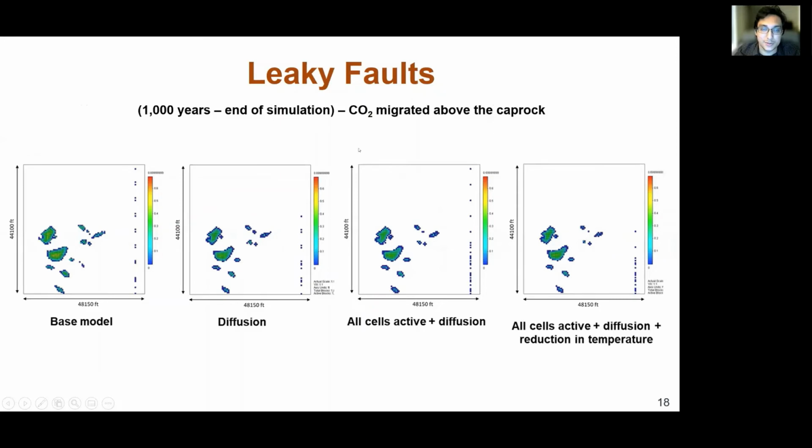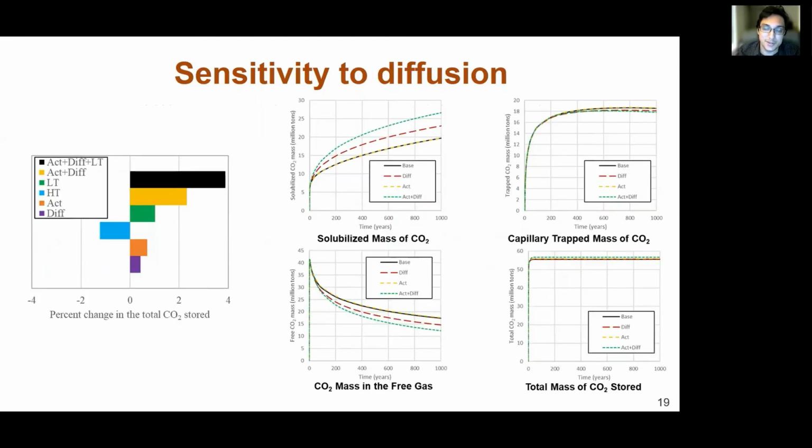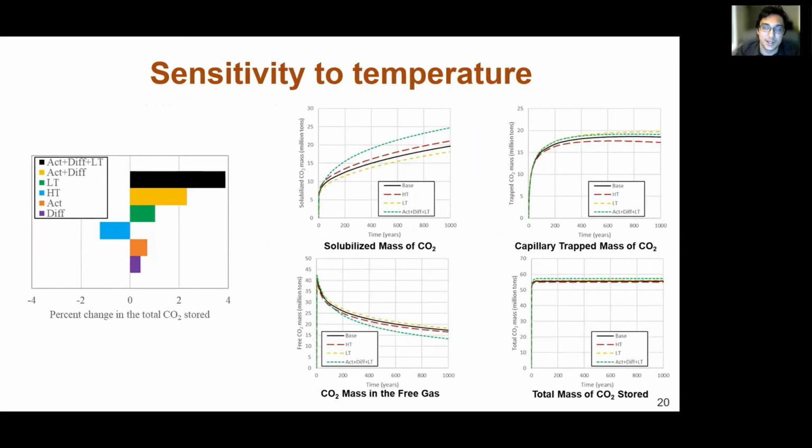But now we can also look at the CO2 that has migrated. Although we do not see much difference in the migrated CO2 plume, we are going to look into more detail in the amount of CO2 that has migrated later. For the sensitivities, we have basically very similar trends regarding diffusion and also temperature, and even the total values are very close to what we have for the sealed faults case.